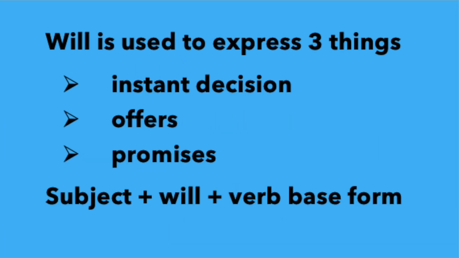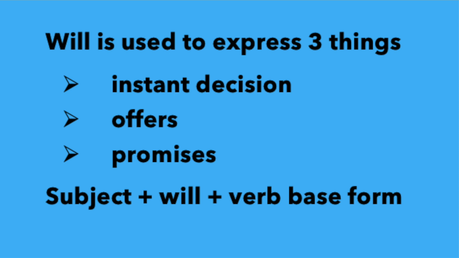Then what about will? Let's talk about that now. Will is used to express three things. They are instant decisions, that is decisions we make suddenly at the time of speaking, offers and promises.